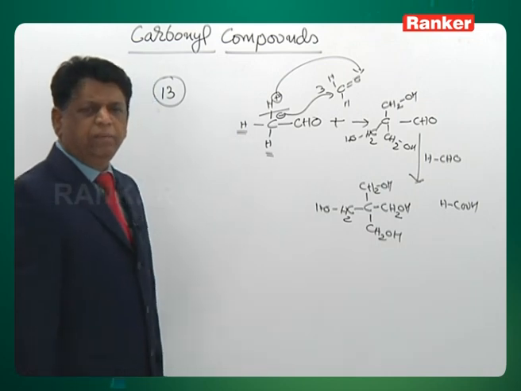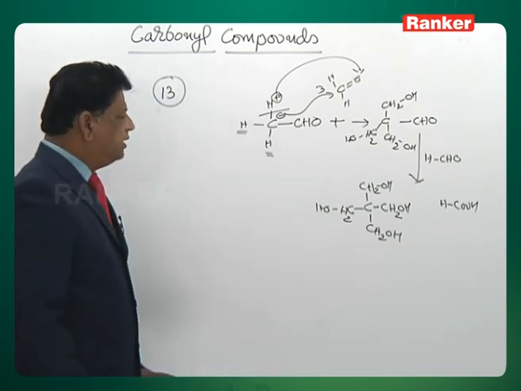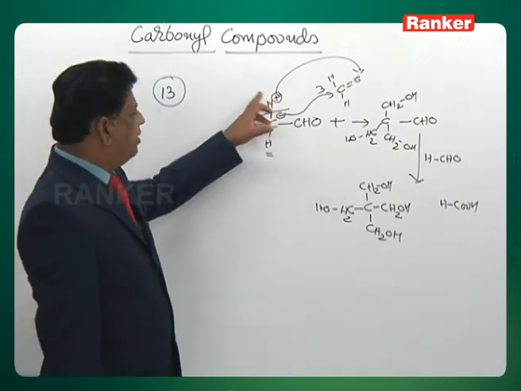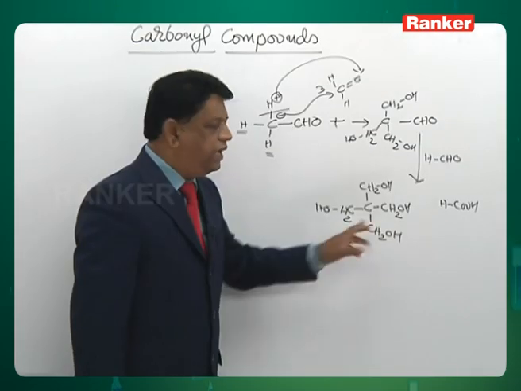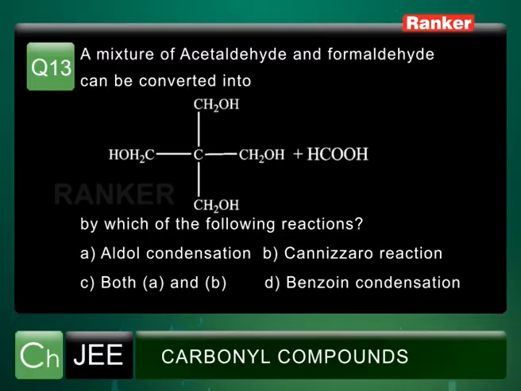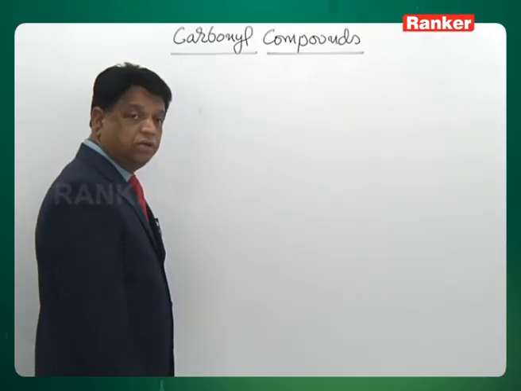However, you will get other products as minor products, but the major product is here: 3 formaldehydes undergo aldol addition followed by the Cannizzaro reaction. So in this option, both A, aldol condensation, and a Cannizzaro reaction are involved. So answer A and B, option C, is the right answer. Answer will be C, which has A, aldol condensation, and B, Cannizzaro reaction. Let's go for the next question.